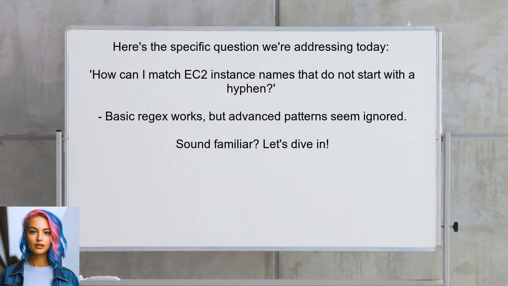Here's the specific question we're addressing today. One user asked, how can I match EC2 instance names that do not start with a hyphen? They mentioned that while basic Regex operators work, advanced pattern matching seems to be ignored. Sound familiar? Let's dive into this together.